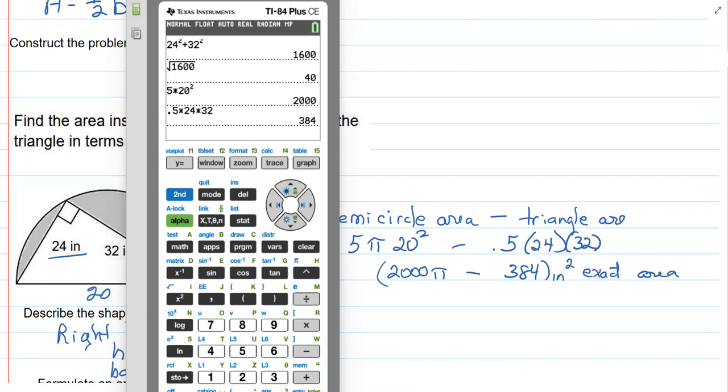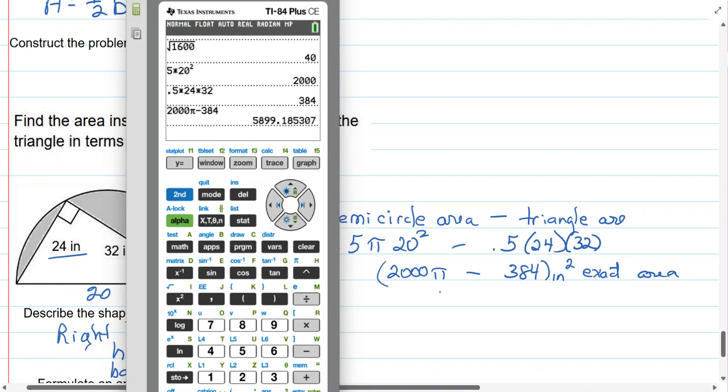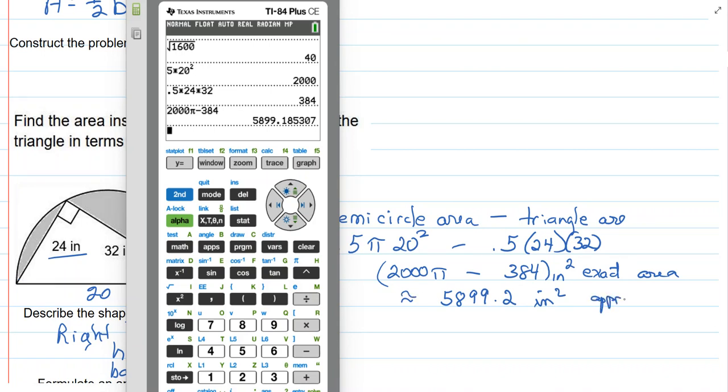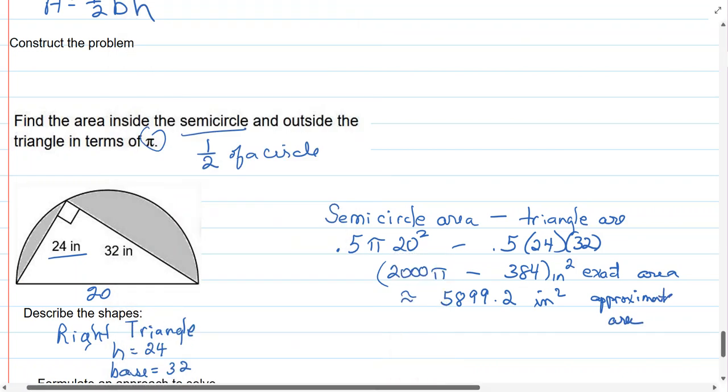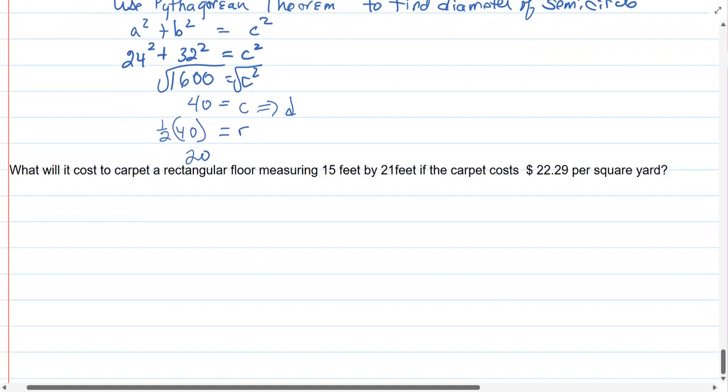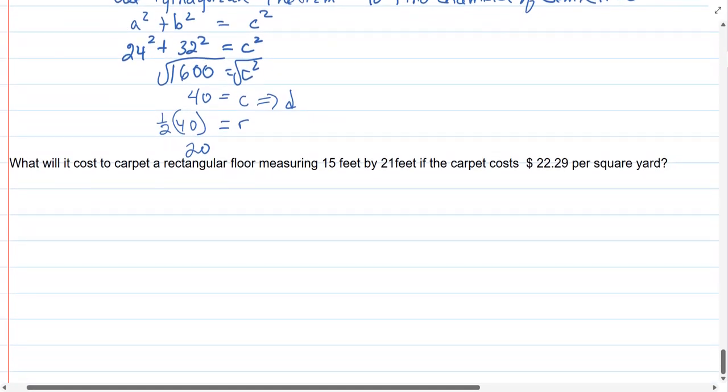Now I'm going to do the approximation. 200 pi minus 384. And I'm going to get 244.3 inches squared is my approximation. All right. Nothing difficult. Just think clearly. Follow the pattern. So here is an application problem.